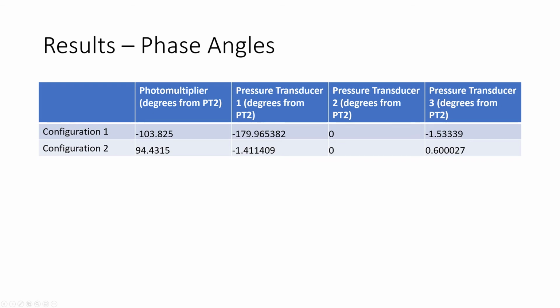In the zero displacement position, the pressure transducers exhibited measurable phase offsets from each other. This is most likely due to their physical separation. Interestingly, the photomultiplier is offset by 90 degrees, suggesting there is some time delay between pressure and combustion changes.